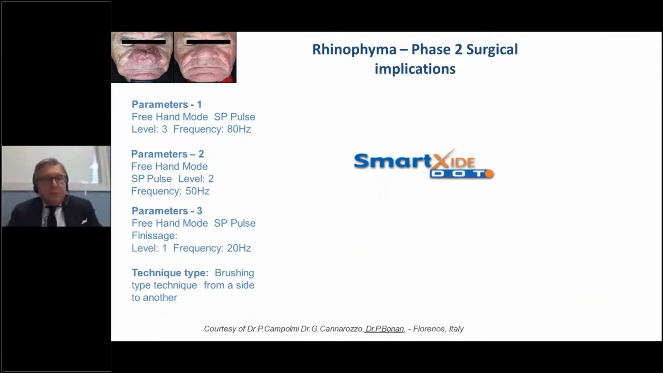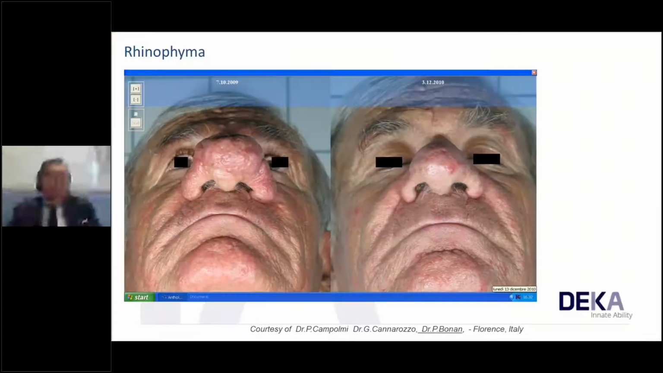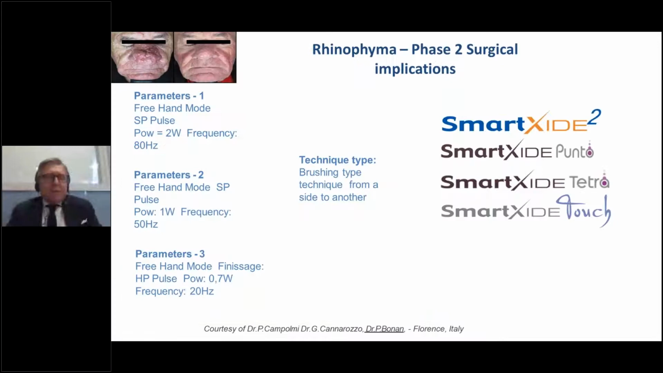You see the parameters: freehand mode SP pulse, level 3 with the previous Smartxide dot, and with the new one, we have SP pulse, but 2 watt and 80 Hz as a frequency. It's very interesting because we made a lot of mistakes in the 90s when we didn't have this kind of possibility, technical improvement. So at that time we had worse scarring, white scarring, not so good as we can have right now.